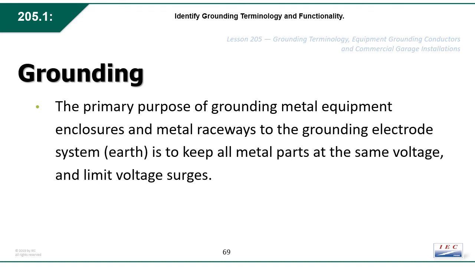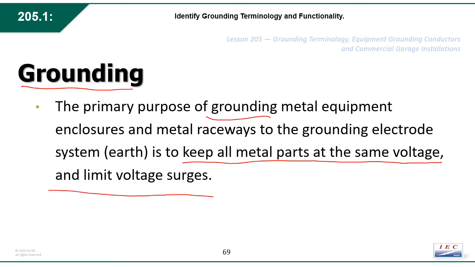The primary purpose of grounding metal equipment. This is found in 250.4 in the NEC, is to keep all metal parts at the same voltage and limit voltage surges. It has nothing to do with the operation or the quick operation of overcurrent protection devices. Does it aid in that? Yes. It's not its primary purpose. Grounding's primary purpose is to keep all metal parts the same voltage and limit voltage surges.